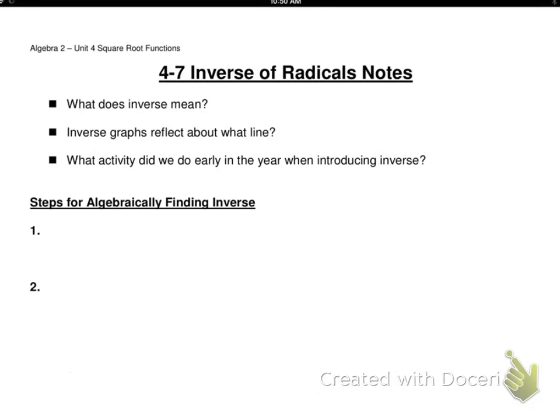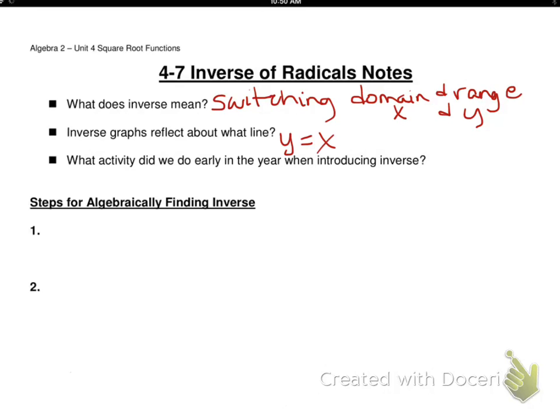Okay, so today we're going to look at inverse of radical equations, or square root equations actually, and we have looked at inverse before, so it's something we've definitely talked about. So inverse, what does it mean? It essentially means taking a function and switching the domain and range, or sometimes I say, switching x and y. Okay, it reflects around the line y equals x.